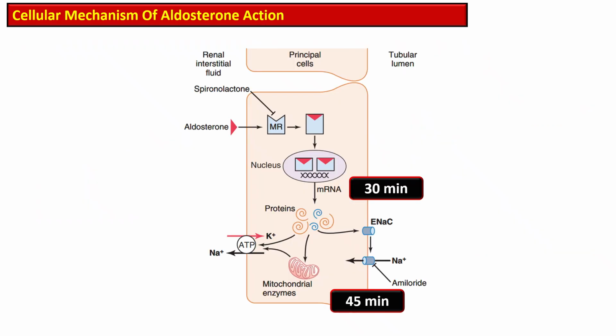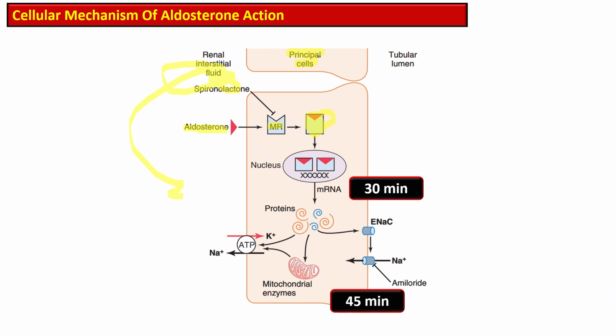This picture is showing the cellular signaling mechanism for aldosterone action in the principal cells of the renal tubule, of the collecting tubule. So aldosterone entry and receptor binding is the first step. This aldosterone, that is the red triangle, diffuses from the renal interstitial fluid into the principal cell, and it binds to the mineralocorticoid receptor, making the hormone receptor complex.